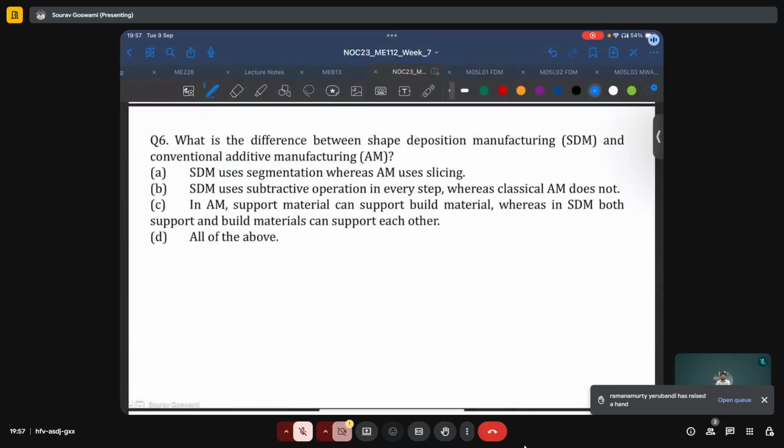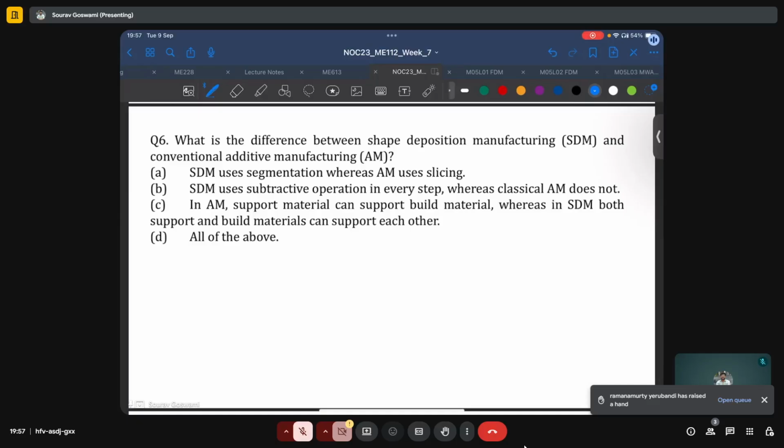The next question is asking us, what is the difference between shape deposition manufacturing and conventional additive manufacturing? Does SDM use segmentation, whereas AM uses slicing? Does SDM use subtractive operation in every step, whereas classical AM does not? In AM, can the support material support the build material, whereas in SDM, both build and support materials can support each other, or is it all of the above?